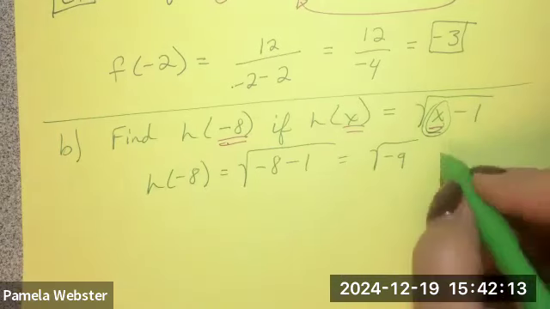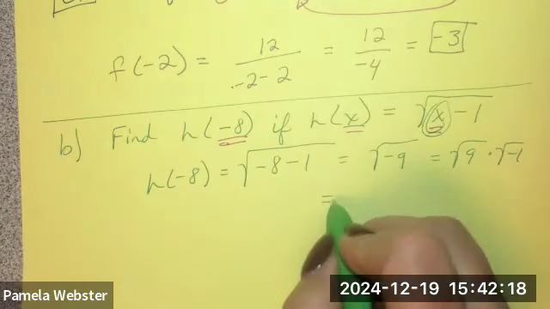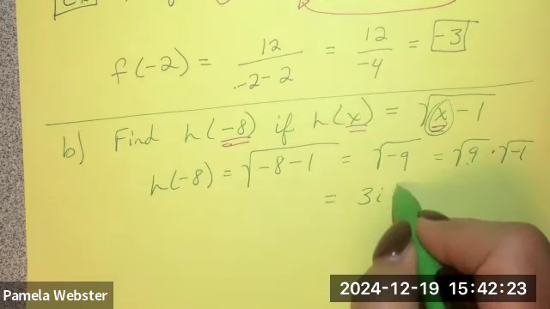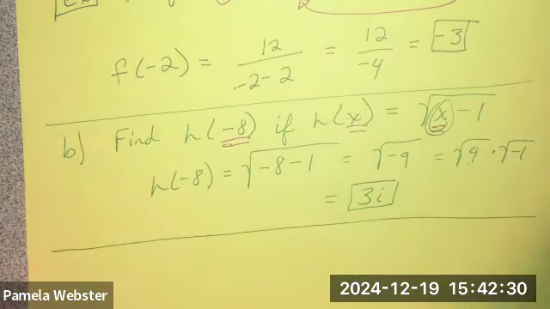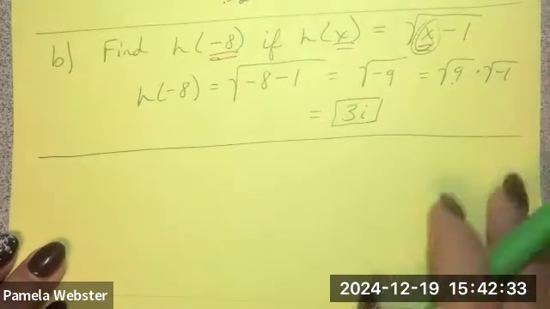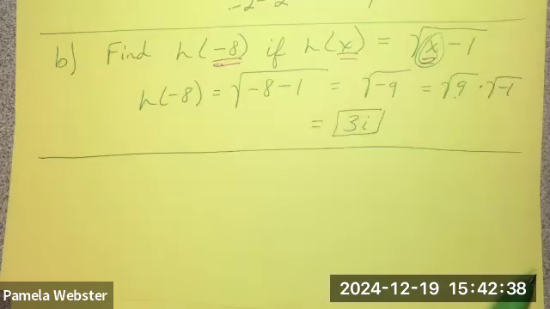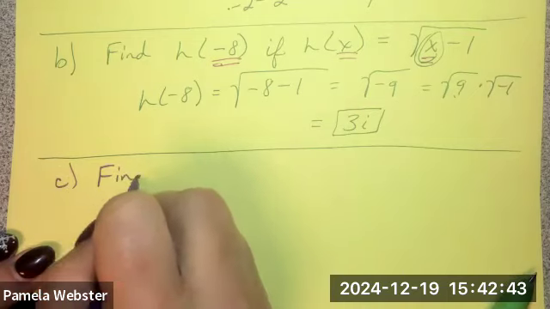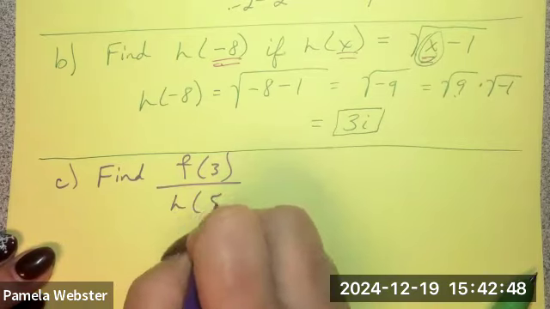And like I did earlier, I'm going to tell you that's the same as square root of 9 times the square root of negative 1. And the square root of 9 is 3. And the square root of negative 1 is i. So that's an imaginary answer, but it is an answer, and they asked me to find a value. So that's what I've done. So we are good to go. Okay, and then part C says, find f of 3 over h of 5.